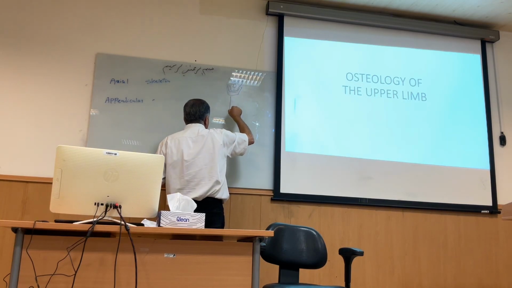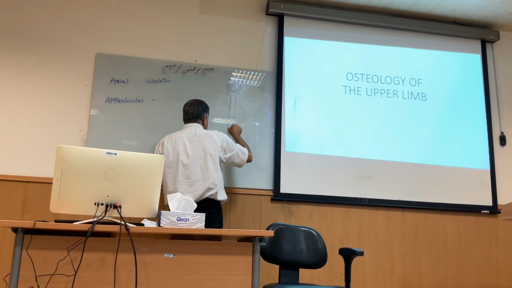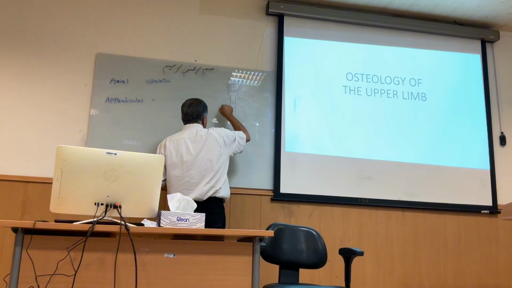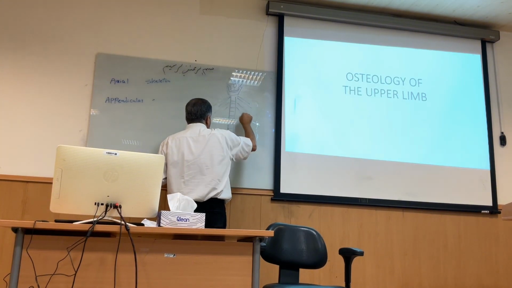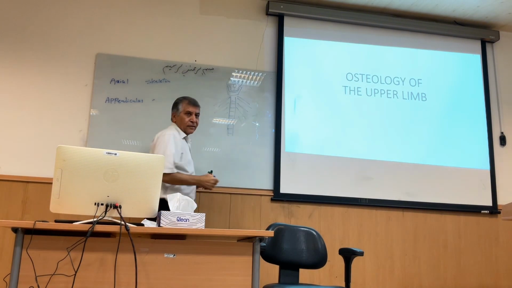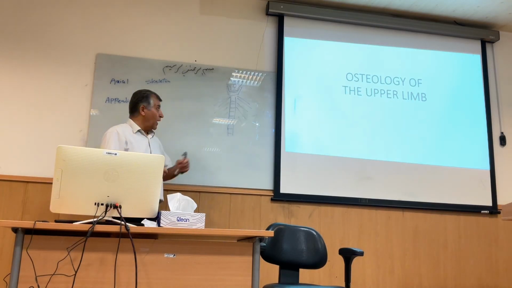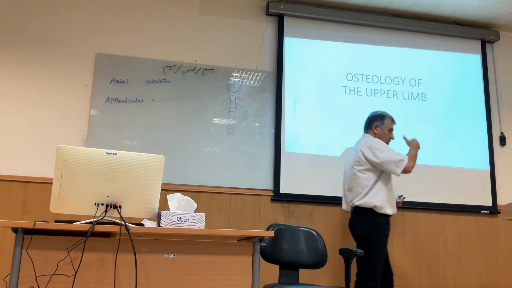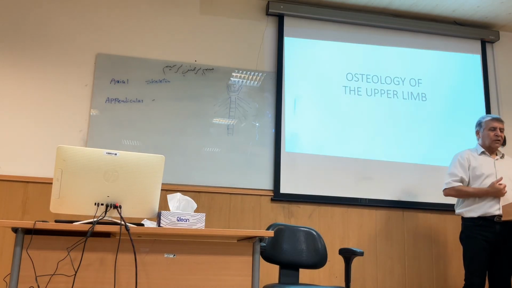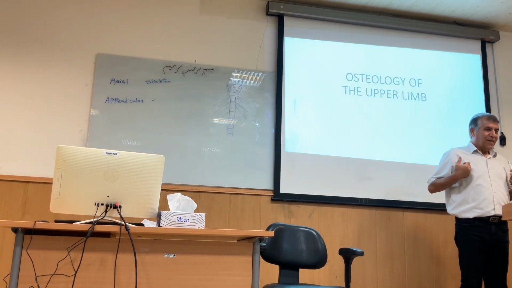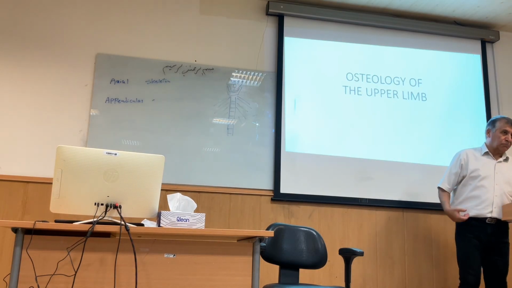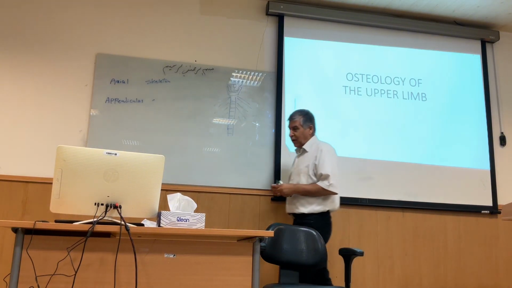Axial skeleton is composed of skull, vertebra, and ribs. Okay? Axial skeleton consists of skull, vertebral column, and ribs. Appendicular skeleton consists of upper and lower limbs. Okay?